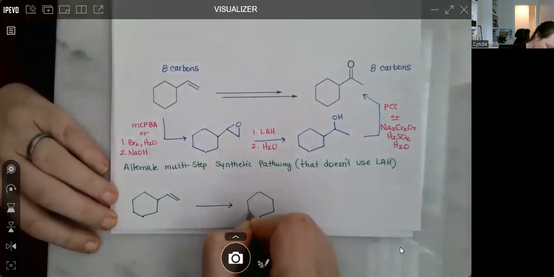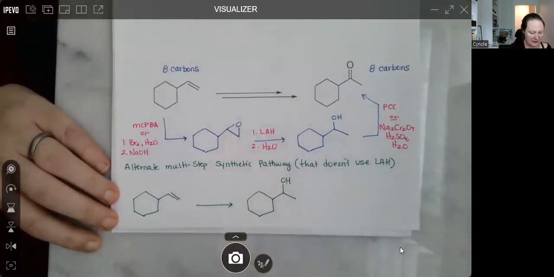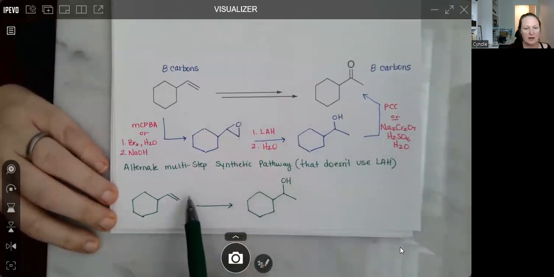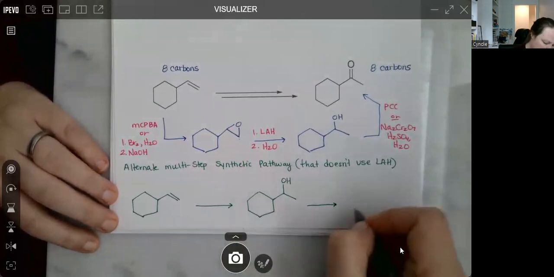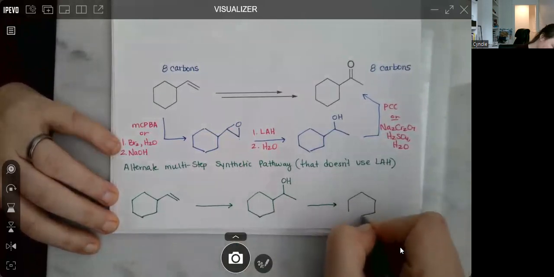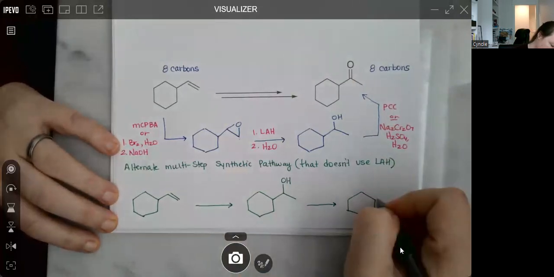But I would want to be very cautious here that I use conditions which do not allow for rearrangement, because this is a secondary position right next to a tertiary position. So it's primed for carbocation rearrangement. And then from the secondary alcohol, we can oxidize the same way we did up here, to the ketone.